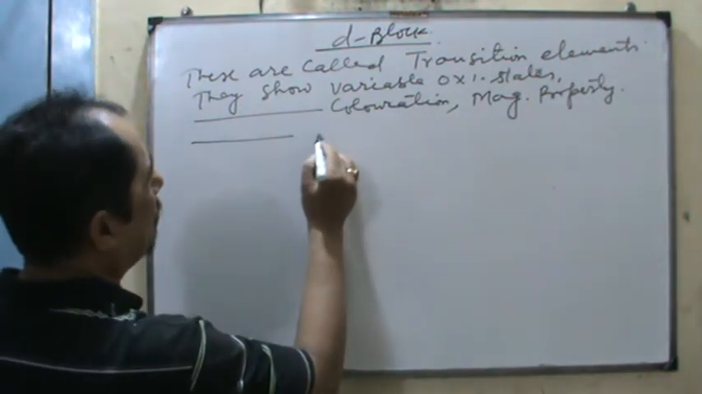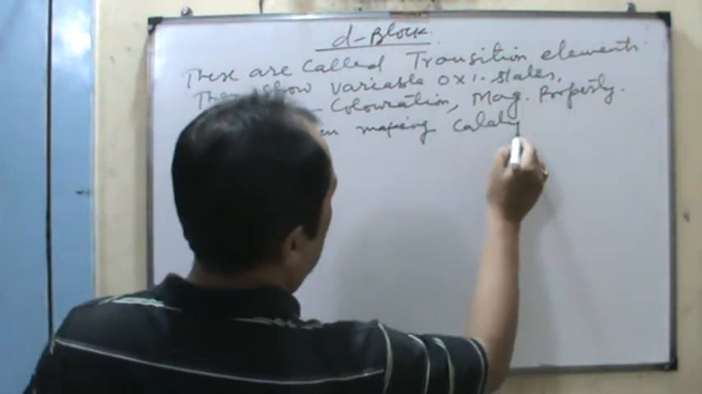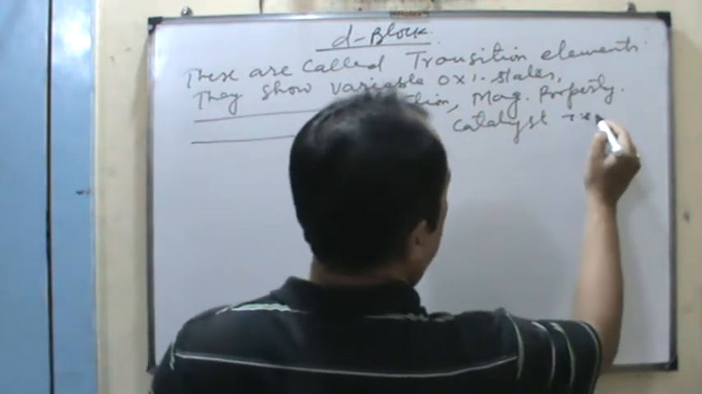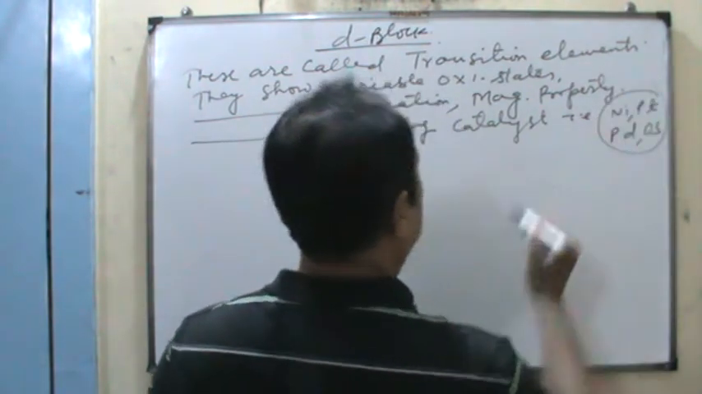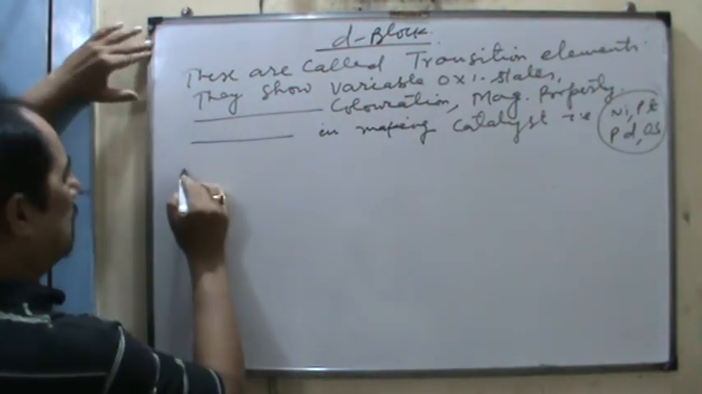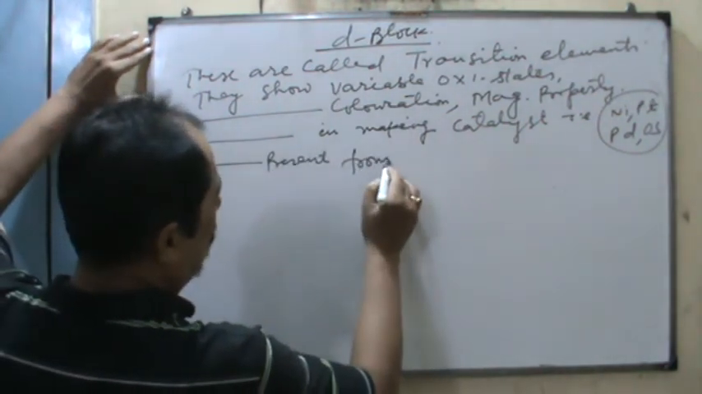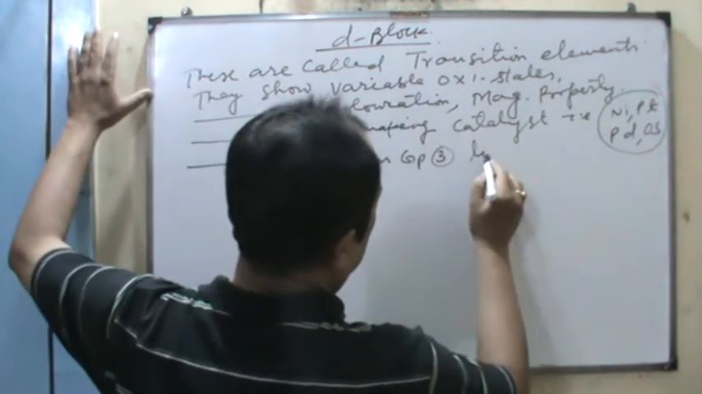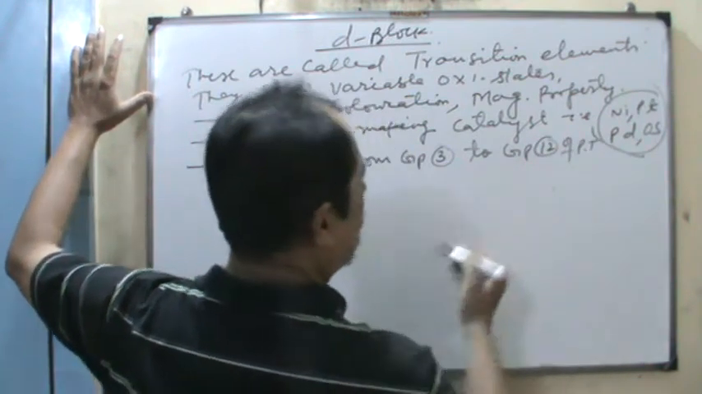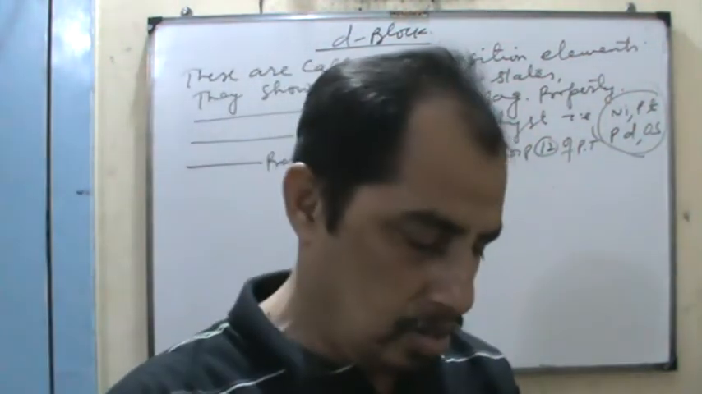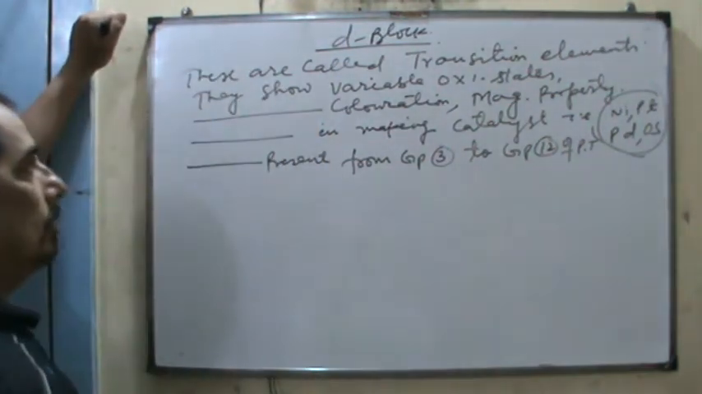They are widely used in making catalysts, for example, nickel, platinum, palladium, osmium, etc. They are present from group 3 to group 12 of the periodic table.